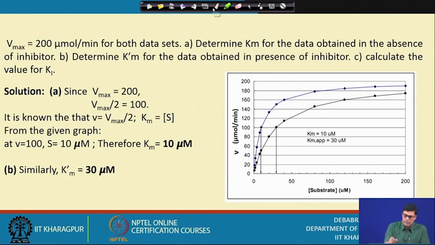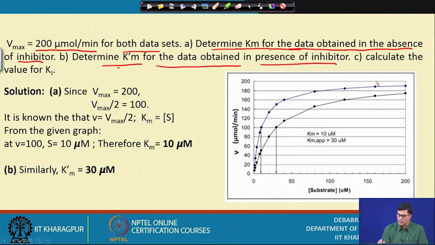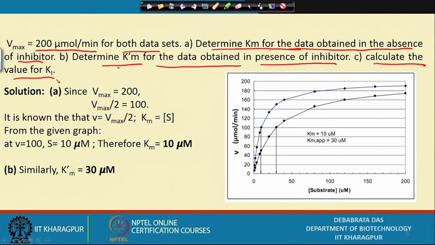Now, Vmax is given here, the Vmax value is given as 200 micromoles per minute for both data sets, and we shall have to determine the value of Km for the data obtained in the absence of the inhibitor and Km dash for the data obtained in presence of the inhibitor, and calculate the value of Ki. So, three different things we shall have to find out. We shall have to find out the Km value without inhibition, the Km dash value with inhibition, and the Ki value, the inhibition constant. And this is the common feature of any kind of enzymatic reaction.